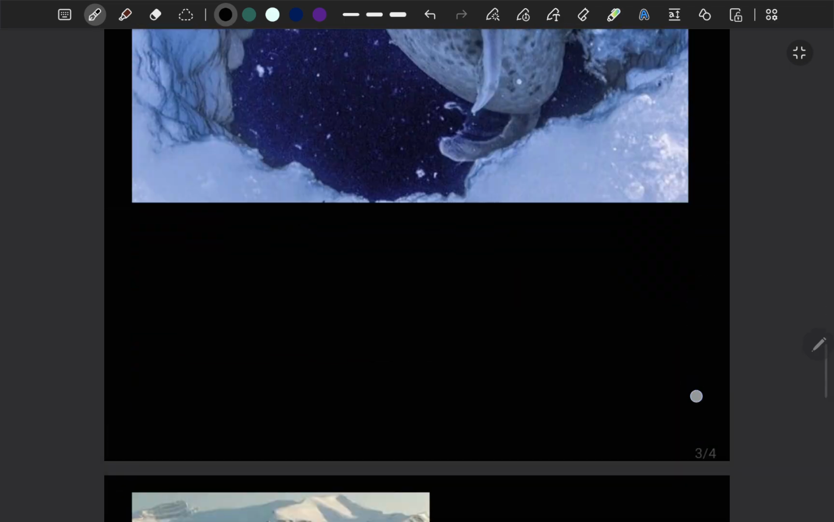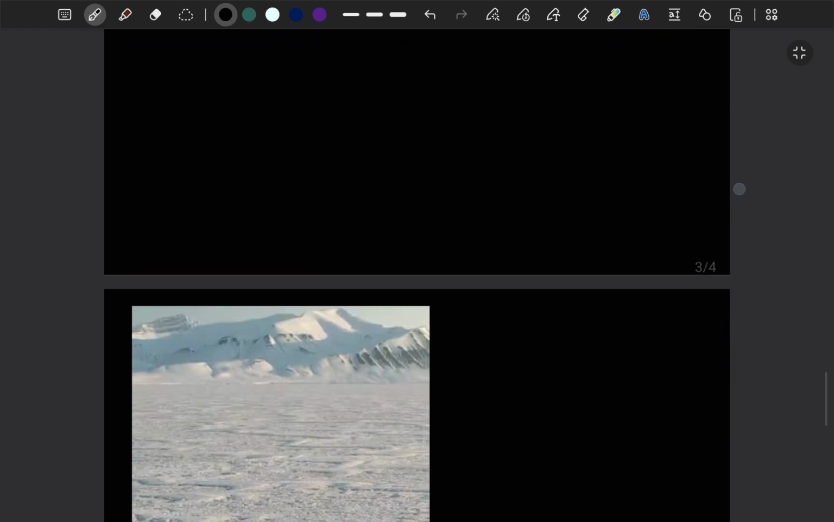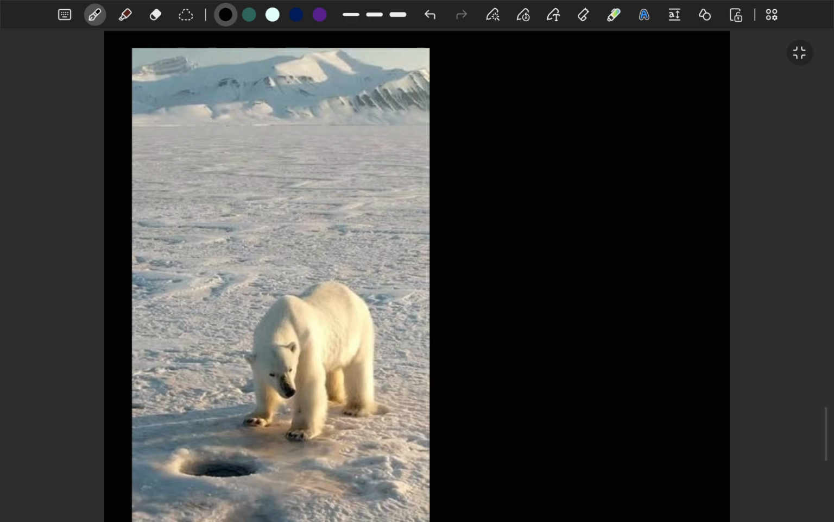Here you can see the ringed seal. What is this hole? This is its breathing hole. The ringed seals make holes in the ice so they can come out for air, and then go back into the water for hunting. But there is someone who also hunts the seal, and that is the polar bear. It is waiting for the seal near the breathing hole, so that when the seal comes, it can eat it and enjoy the meal.